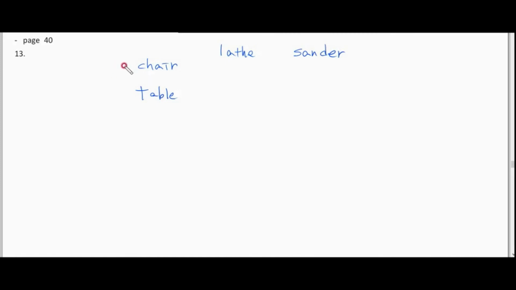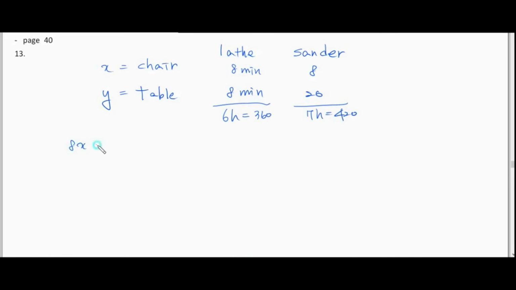So right here first, I'll put the chair as an X and the table as a Y. The lathe takes 8 minutes for a chair, and 8 minutes for a table. In the case of the sander, a chair takes 8 minutes, and a table takes 20 minutes. The lathe runs 6 hours and the sander 7 hours, so I'll change it to minutes: 360 minutes and 420 minutes. Then let's write it down. For the lathe, 8x plus 8y equals 360. And for the sander, 8x plus 20y equals 420.